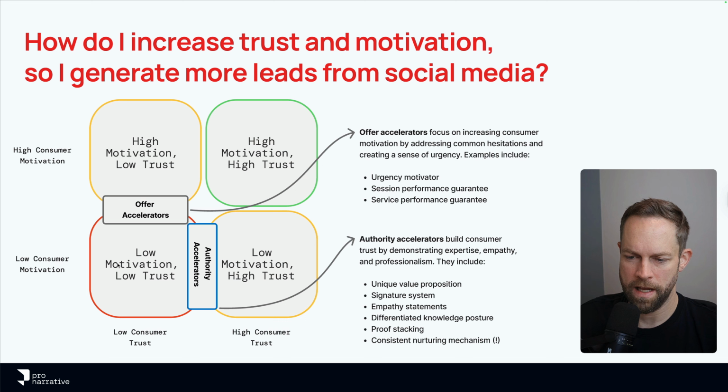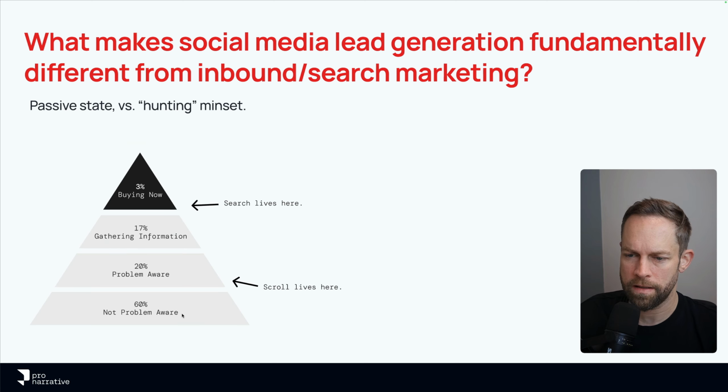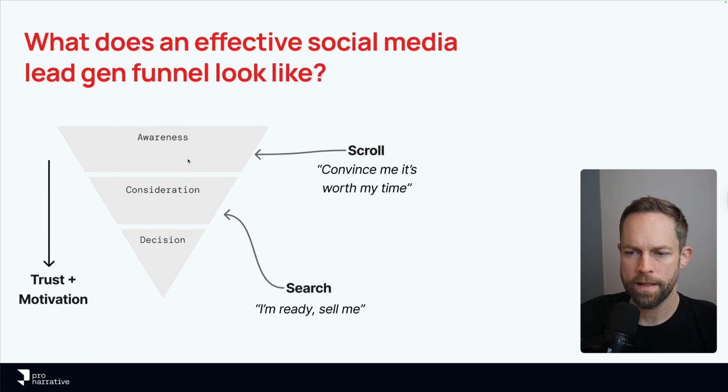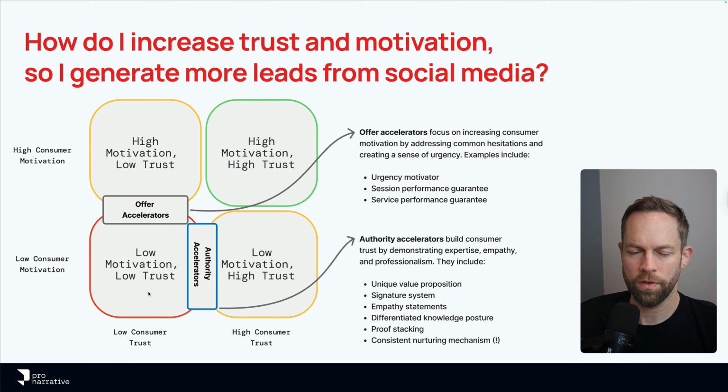Now, social media leads, or scroll leads, are naturally going to be low motivation and low trust because of where they are. If we zoom back to the top here, they're problem aware or not problem aware. Generally, they're in the awareness stage, which means that naturally we don't start with high trust or high motivation when we are immediately introduced to a problem that maybe we didn't know that we have, or a solution that we didn't know we needed just yet. And so they're going to need time and these things here that I'll walk through to help them ascend or migrate towards high motivation and high trust.